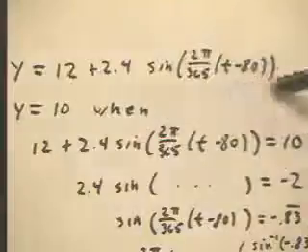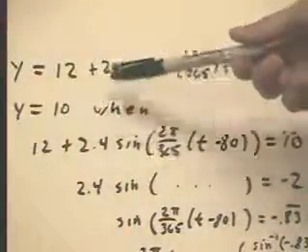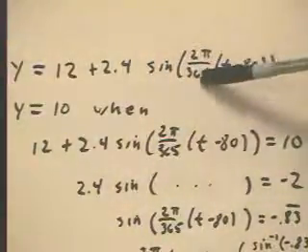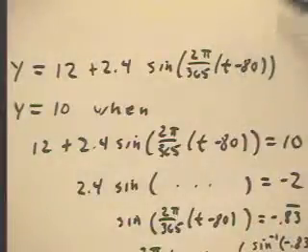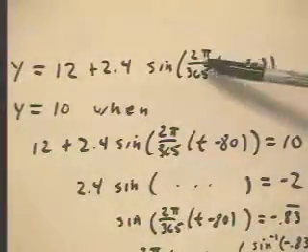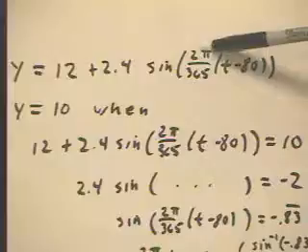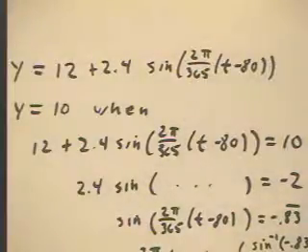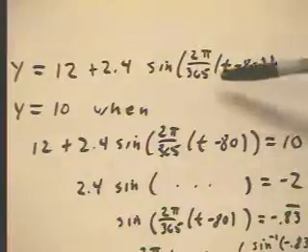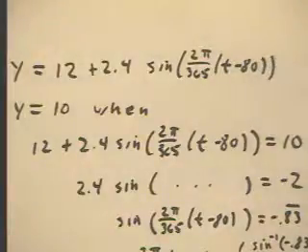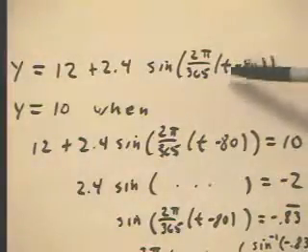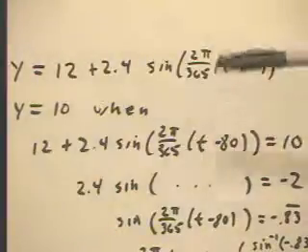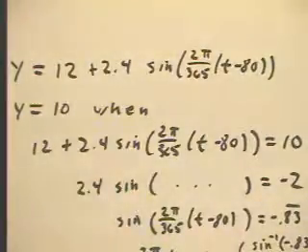We have a length of day function, y equals 12 plus 2.4 times the sine of 2 pi over 365 times t minus 80. Remember, the 2 pi over 365 corresponds to the fact that we go through a complete cycle of 2 pi radians in 365 days. The t minus 80 shifts the starting point of the graph to the 80th day of the year, which is our March solstice, our spring solstice.